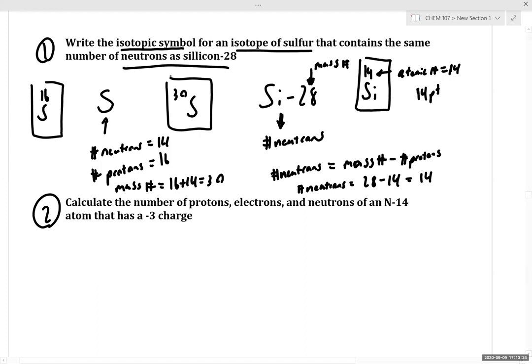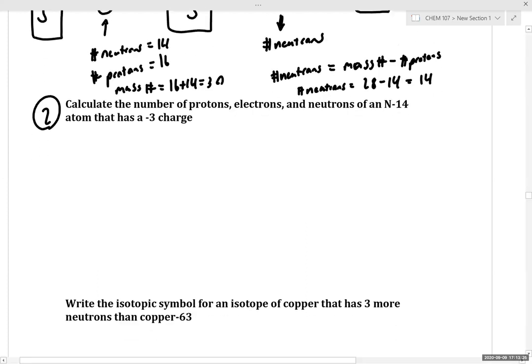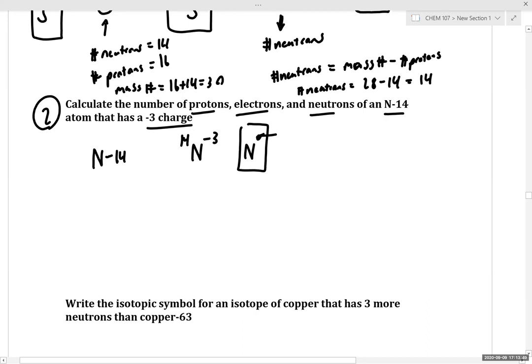Okay, let's look at this second example now. We're asked to calculate the number of protons, electrons, and neutrons in a nitrogen 14 atom that has a -3 charge. Okay, so unpacking this into traditional isotope notation, we have our mass number, we have our charge. If I look up nitrogen in the periodic table, what is nitrogen's atomic number? How many protons does nitrogen have? 7. Okay, so we know that our number of protons is equal to 7.